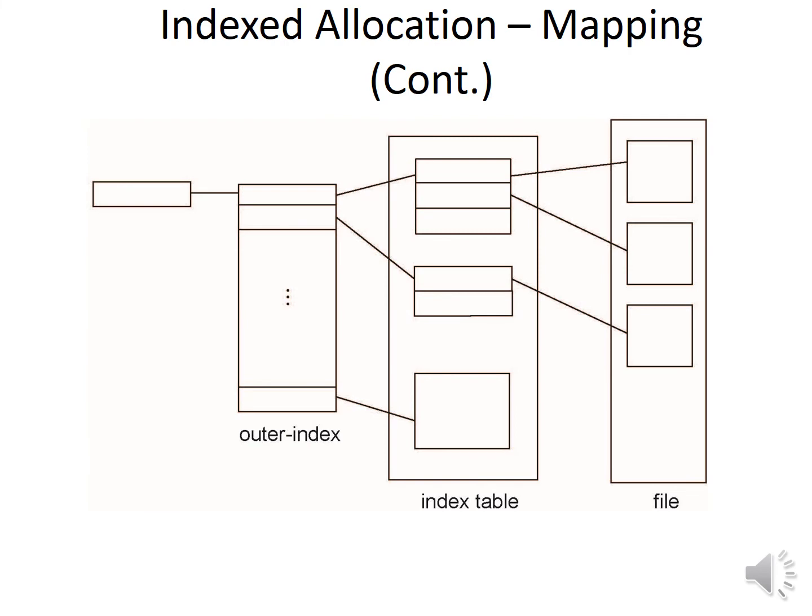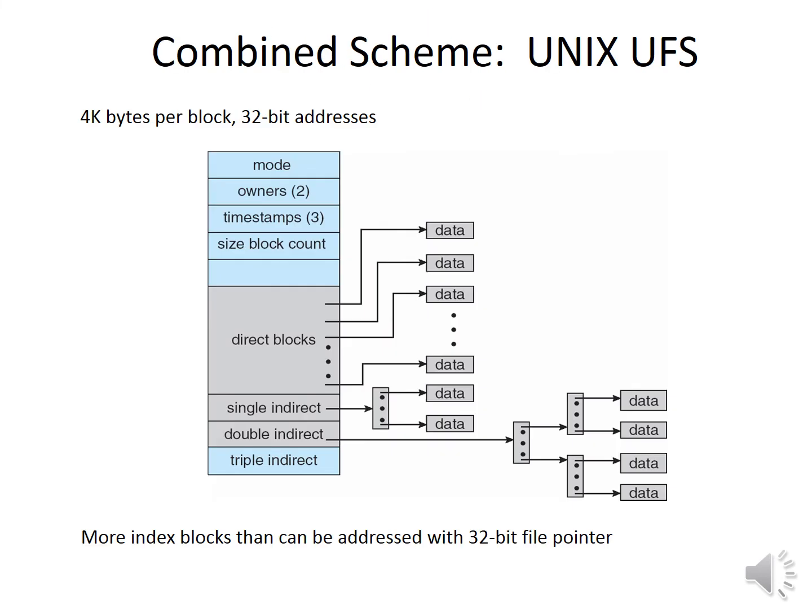It continues with a two-level index: an outer table, then index tables, so you may have an index table pointing to an index. Combined scheme, as in UNIX UFS: mode, owners, timestamps, size, block count, then direct blocks to data, single indirect, double indirect, and triple indirect. So more index blocks can be accessed within a 32-bit pointer.